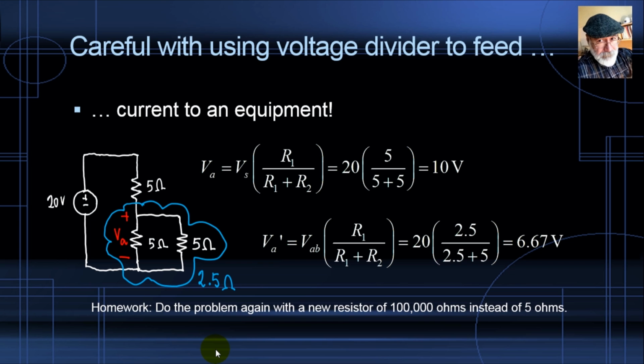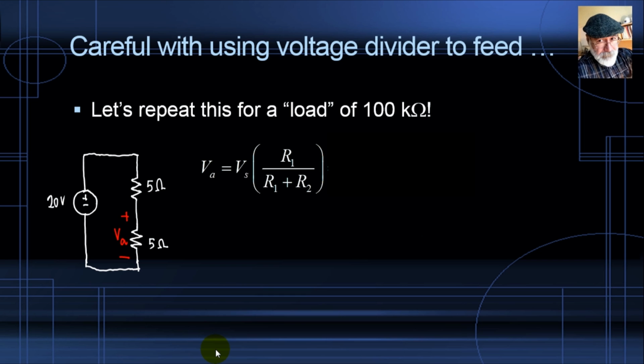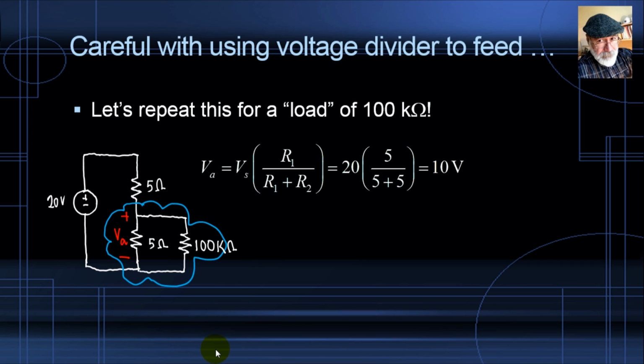You've done it? Let's do that on the screen as well. We take the same voltage divider, and VA, of course, is 10 volts. And we plug in the device that has an equivalent resistance of 100 kilo ohms, 100,000 ohms. What is the equivalent resistance of the parallel of 5 with 100K? Do the math. That is 4.9998 ohms. It's almost 5.